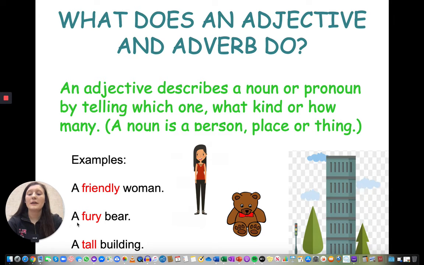Another example, a furry bear. So a bear is a thing, and we are describing it as being furry. And then our last example is a tall building. So again, building would be a thing, and we are describing it as being tall.